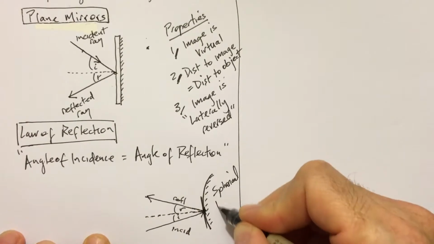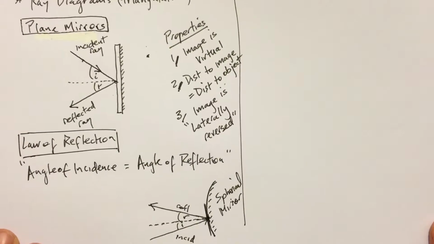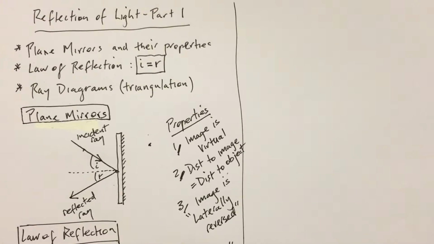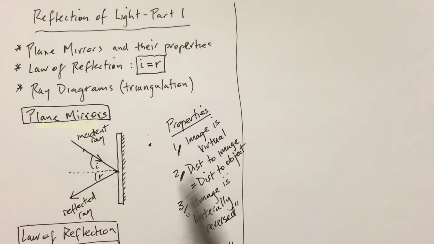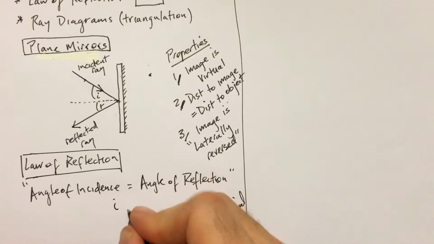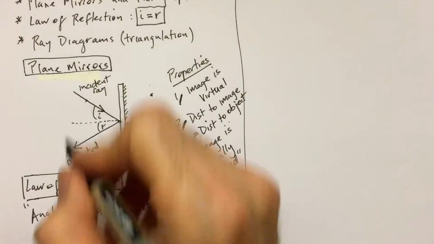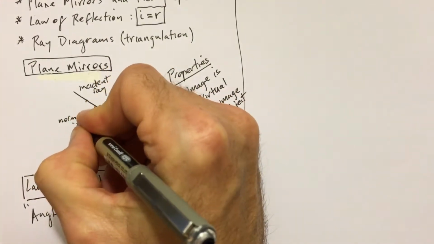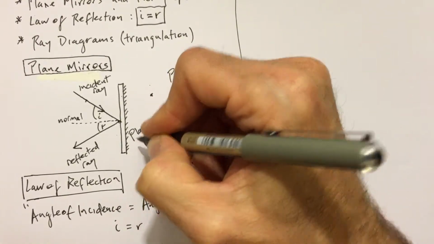We're assuming, of course, that it's a smooth mirror in both cases too, by the way. So coming back up here, we've looked at plane mirrors, their properties. We've defined the law of reflection. So obviously, a much easier way to state the law of reflection is just I is equal to R, as long as we know what I and R are. Let me just come back here for a second, and let's put the normal in there, and this is obviously our plane mirror.